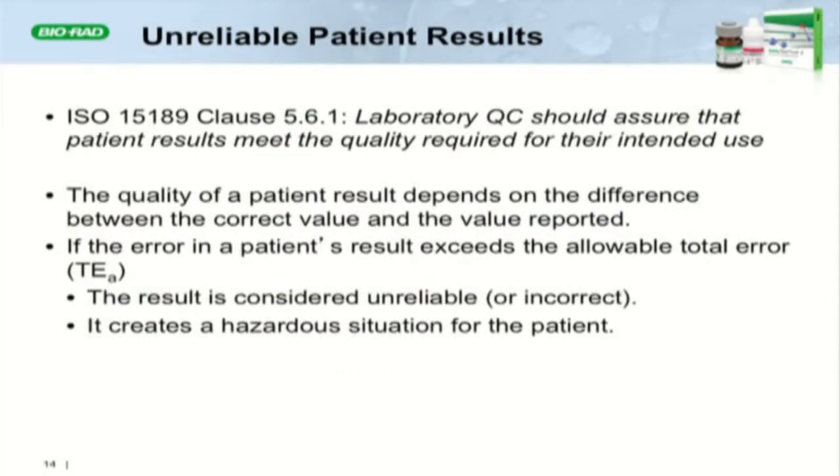So, the symbol that we use for that is TE, total error, subscript A for allowable. So you specify an allowable total error, and then if a result is produced and reported where the difference between what I report and what I should have reported exceeds that allowable total error, it's considered an unreliable or incorrect result, and the assumption we're making is that incorrect results create a hazardous situation for the patient. Okay?